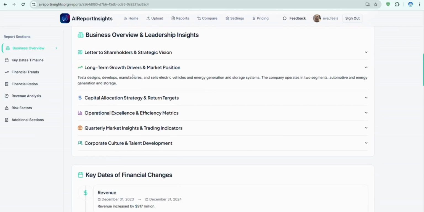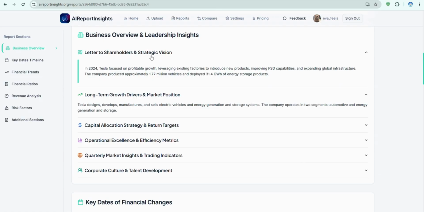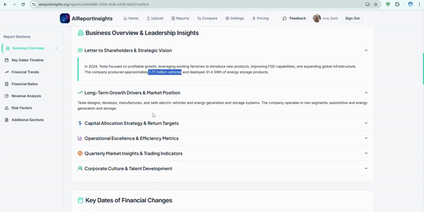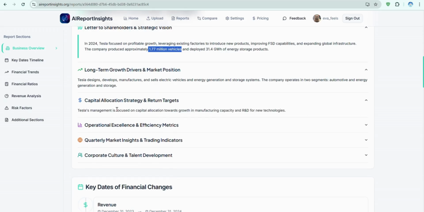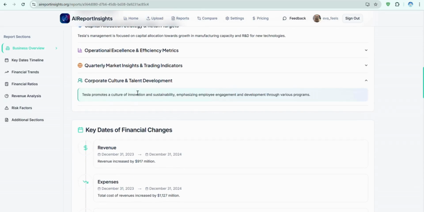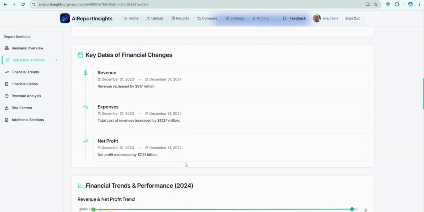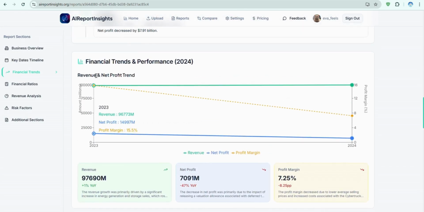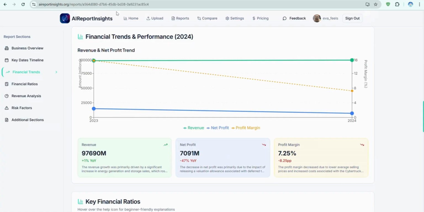There are a few other things to go over, like the letters to shareholders and strategic vision. They're focused on profitable growth, deployed storage products, and produced 1.77 million vehicles. Long-term growth, capital allocation. Corporate culture is very important as well. It promotes culture, innovation, and sustainability, and engages employees in various programs. But the financial trends and performance is the most important part.